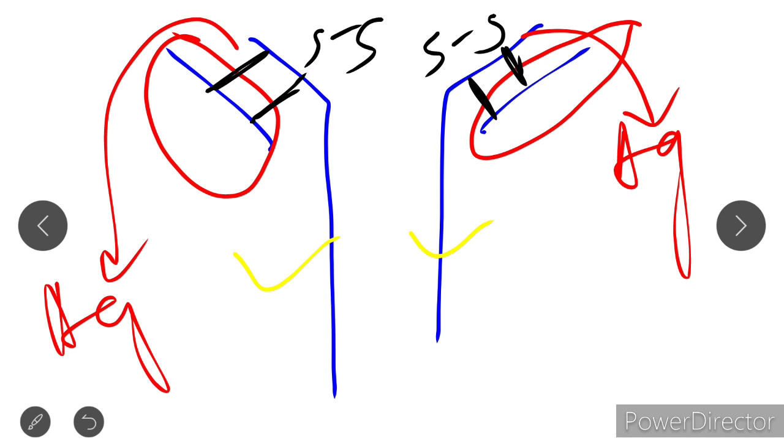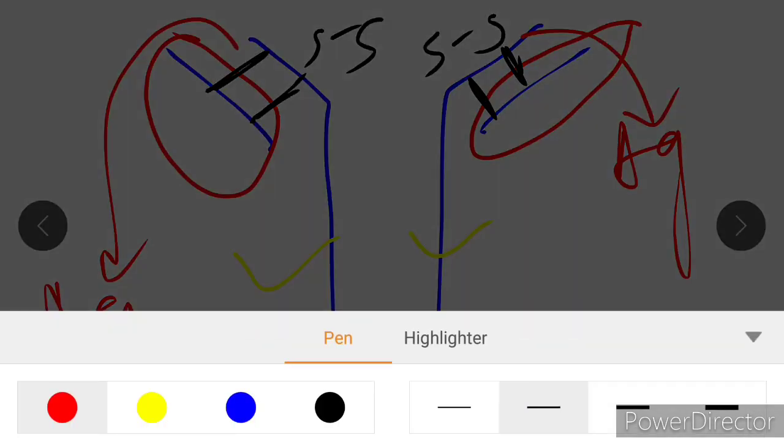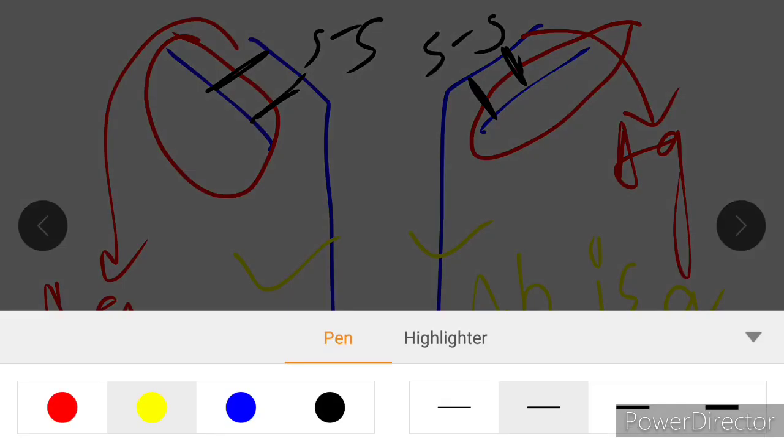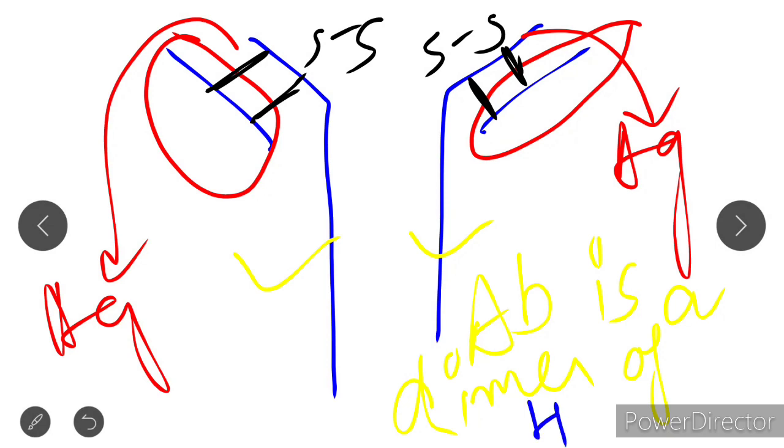Now, in one word, if we say what an antibody is, basically an antibody is a dimer of heavy and light chain. Okay, so an antibody is a dimer of heavy and light chain. Now, this is all about the simple structure of an antibody.